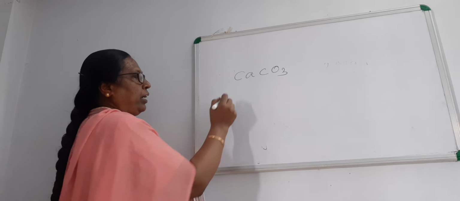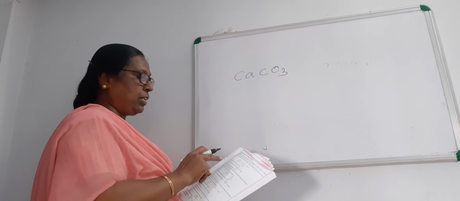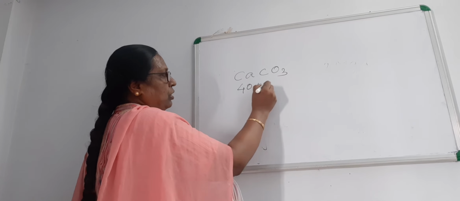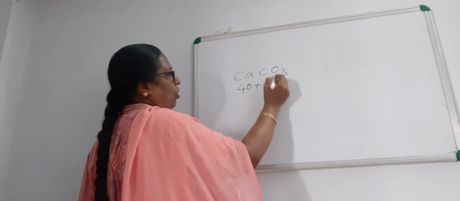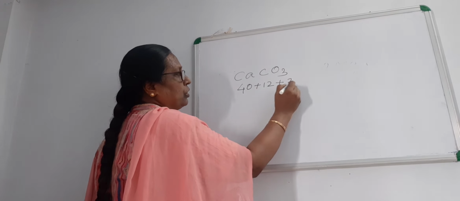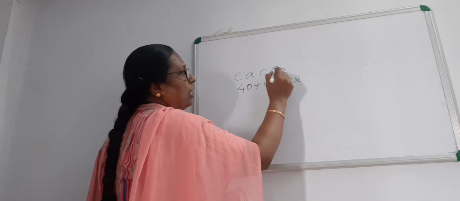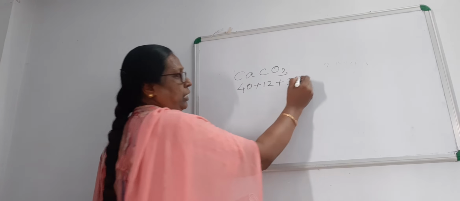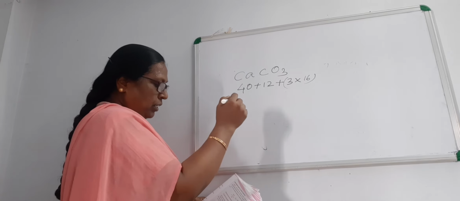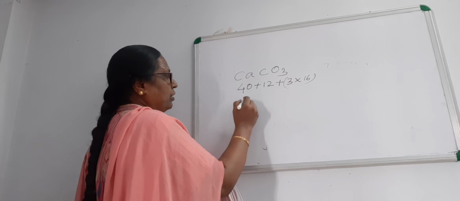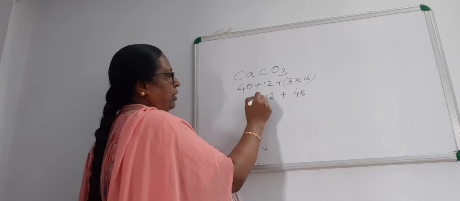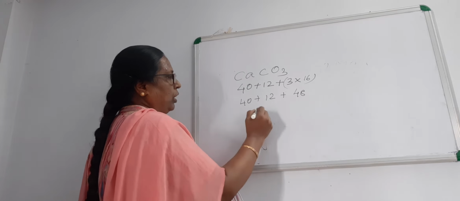One atom of calcium carries what mass? It is given in your book: that is 40. Plus carbon, it is 12. And oxygen, there are 3 oxygen atoms, so it should be multiplied by 3, and each oxygen carries 16. So this should be multiplied. So how much total will you get? All together you will get 40 plus 48 plus 12, so in total you will have 100.